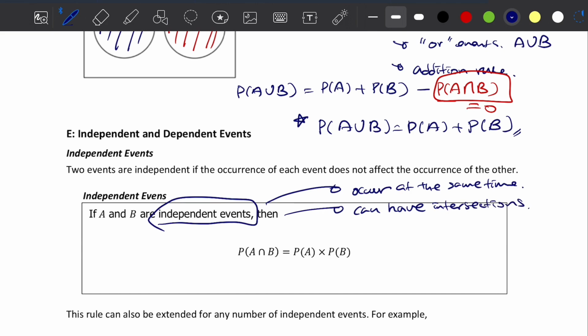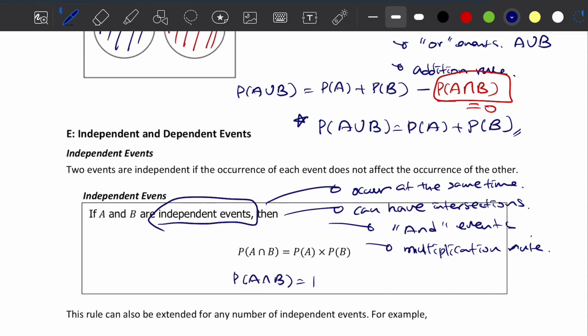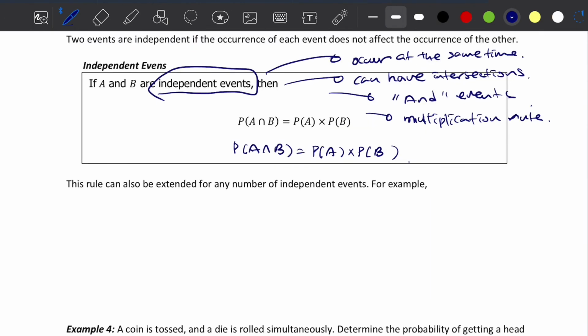Okay, they can have it. And in this case, they are actually doing n events. They also use the multiplication rule to calculate their values. So if event A and B are independent events, then we can say that P(A intersection B) is the same as P(A) times P(B). And this rule can also be extended for any number of independent events.